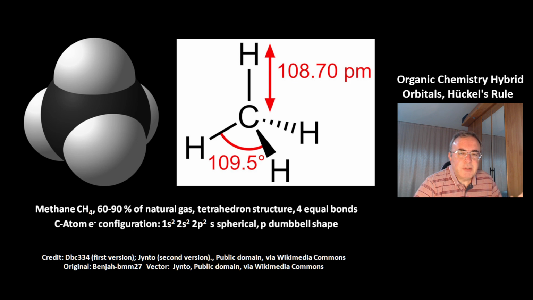However, the electron configuration of the carbon is 1s2, 2s2, 2p2. So carbon has in the outer shell two different kinds of orbitals. The s orbital is spherical, and the p orbital has a dumbbell shape. How can you make 4 equal bonds with different types of atomic orbitals?